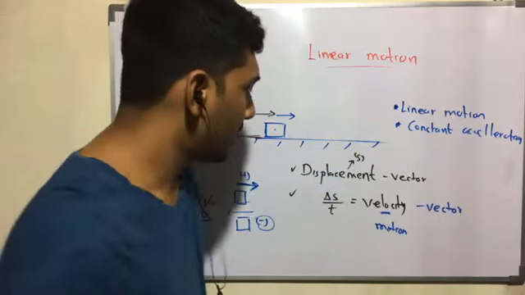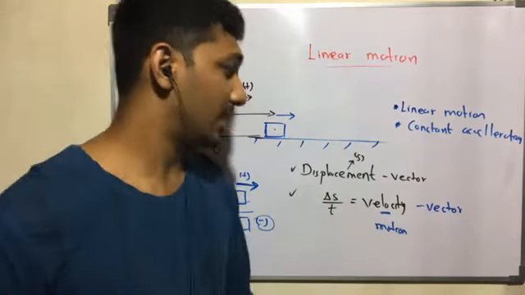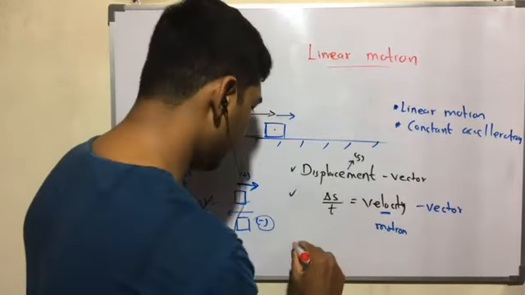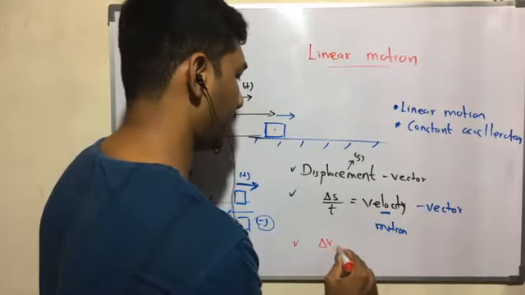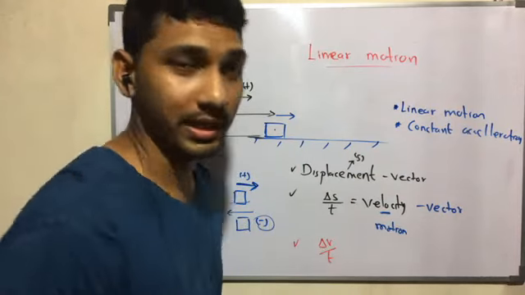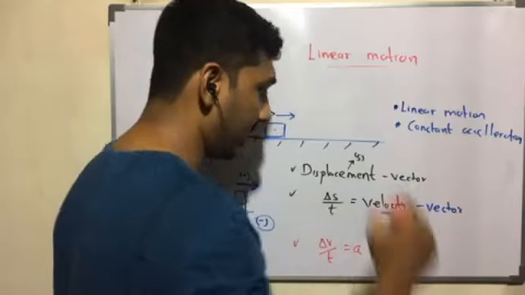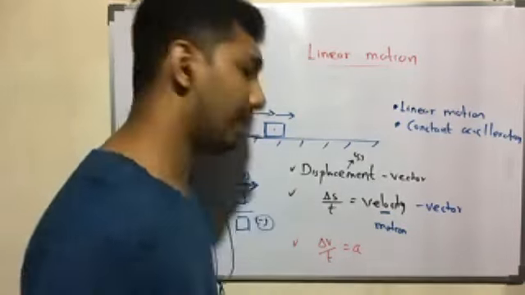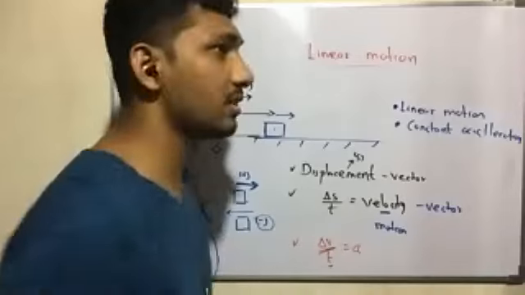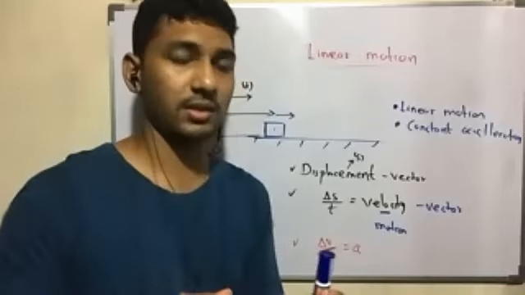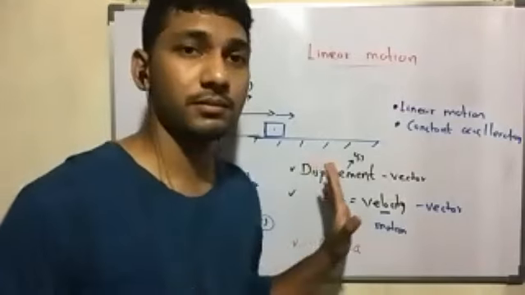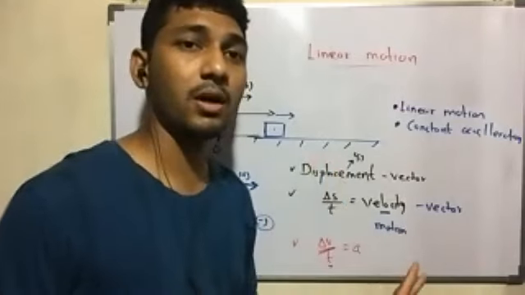So velocity is the rate of change of displacement. Another thing is the rate of change of velocity, which we all know is acceleration. It will tell you per unit time how much change occurs in the velocity. So that is how it is explained. Clear up to now? Any doubts?